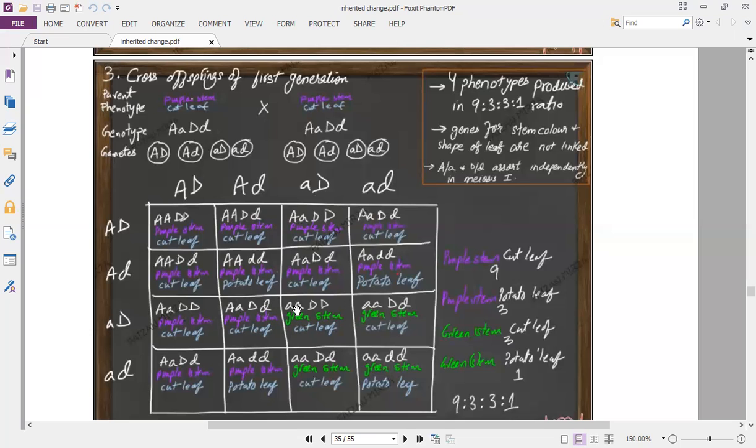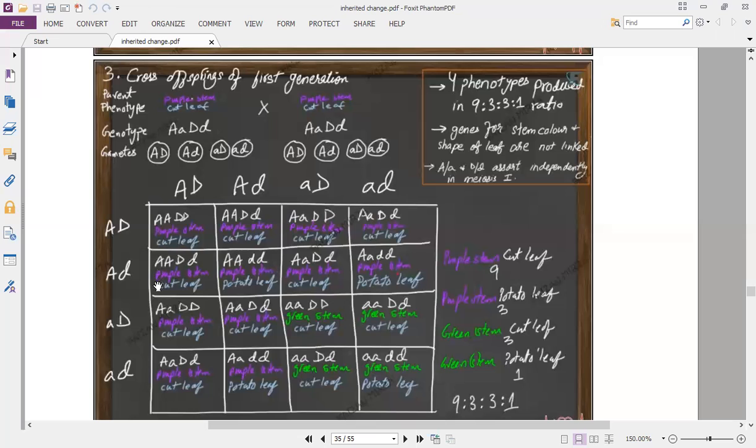The small a from here coming here, and the small a from this gamete landing here. The dominant D is coming from here, and the dominant D coming from here. So this is how you just fill up all these. For example, this is small a, small a, small d coming together. You just complete the cross with the letters first, and then you start to fill up the phenotypes of each.